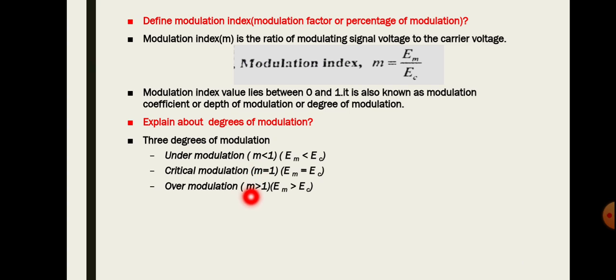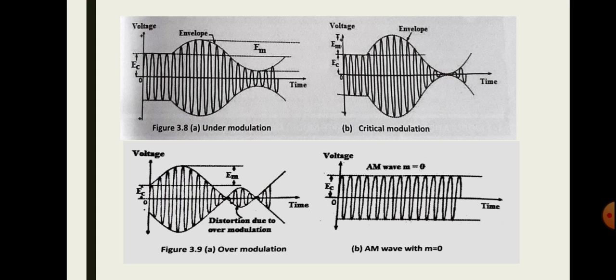Next is over modulation. In case of over modulation, M will be greater than 1. In such case, M is greater than 1 means that EM will be greater than EC. So what happens when EM is greater than EC? See, when EM is greater than EC means that this is EM. This portion is EM and this is also EM. When this portion is greater than EC means that this portion comes lower to this time axis, right? This portion coming lower to this time axis. Similarly, this portion also coming upper to this time axis.